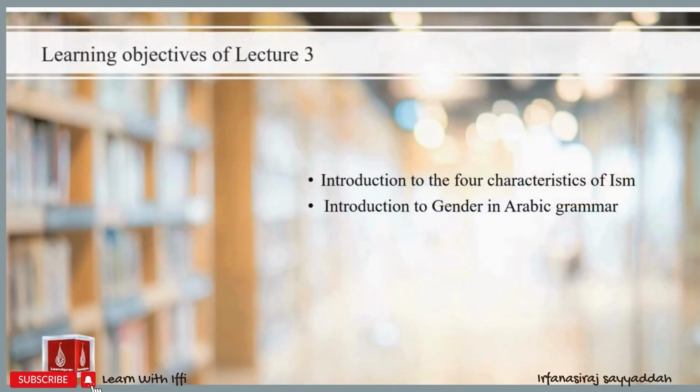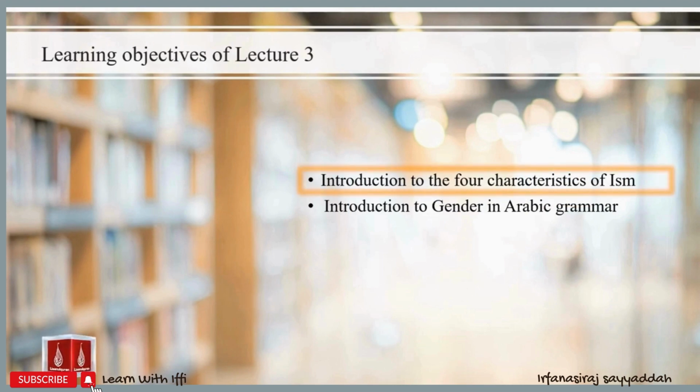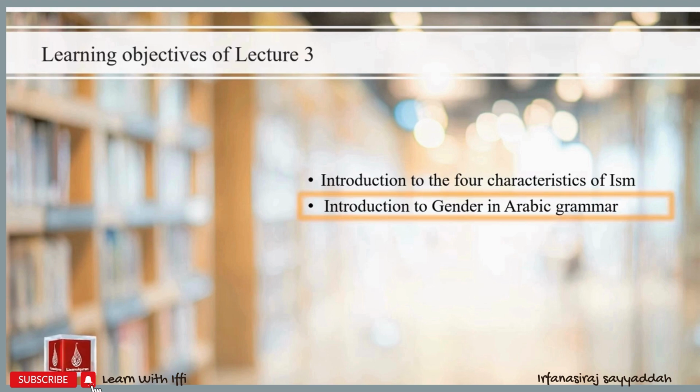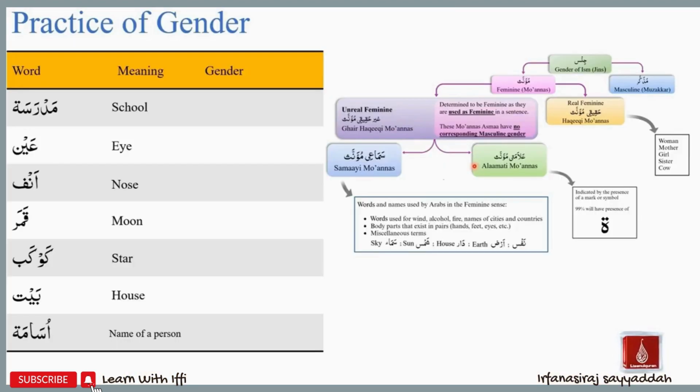In the third lecture, we will study ism in more detail. We will introduce the four characteristics of ism, and furthermore, we will introduce gender in Arabic grammar, presence of any mark or symbol within madrasa.